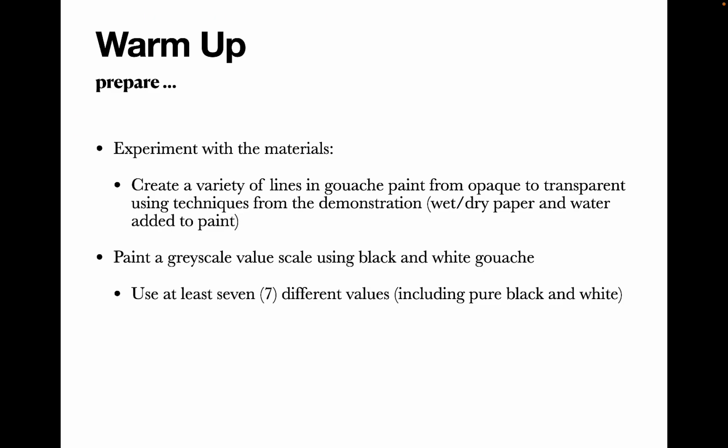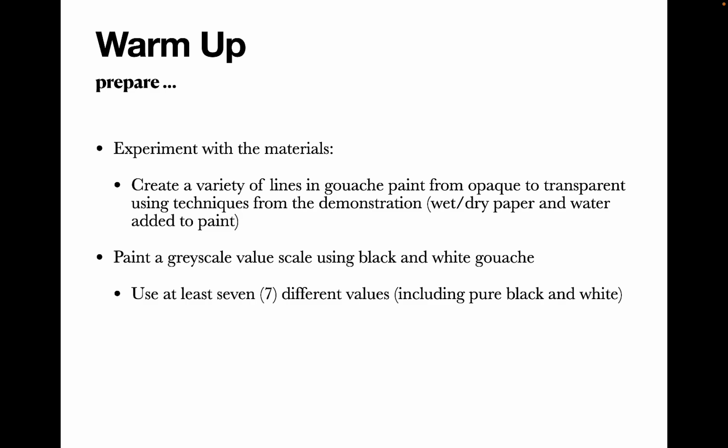All right, so to prepare for your project, you're going to warm up and start experimenting with the materials. We're using this paint for the first time. It could be completely new to you, or maybe you haven't painted since you were a kid. And so we're really just getting comfortable using the materials. You're going to make lines and practice using opaque and transparent paint. And I'm going to demonstrate how to do all of that, adding water to the paper and the paint. And then you're going to make a grayscale value scale.